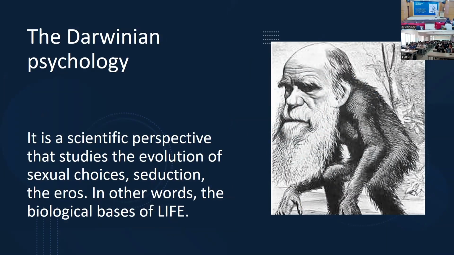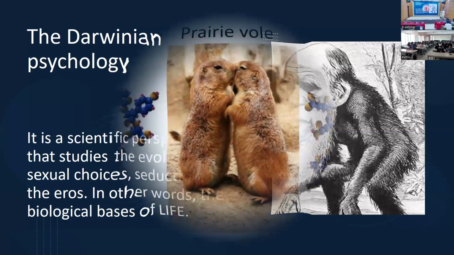So Darwinian psychology, or Darwinian sexology if you like, is a new scientific perspective which uses the tools of evolution to explain sexual choices, the seduction between people, as well as eros, the excitation. In other words, Darwinian sexology is trying to explain the biological basis of life itself.